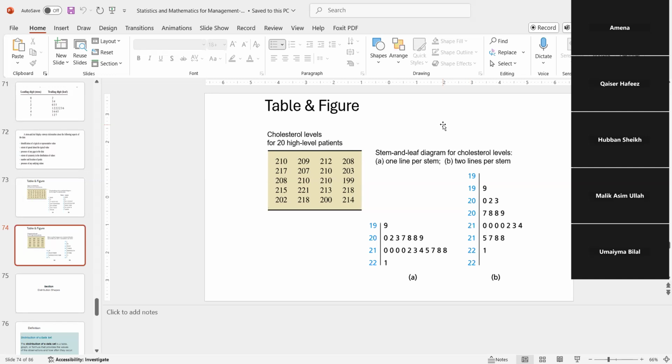Nobody will ever guide you or advise you to use a stem and leaf chart for more than 50 observations. Okay, except for some academic exercise, nobody will ever ask you to draw a stem and leaf chart for any large data set.